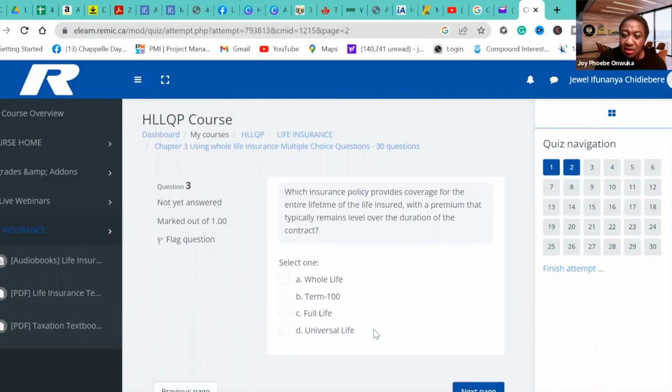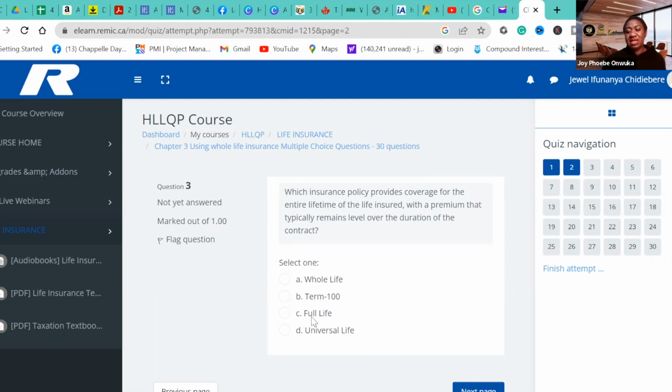Which insurance policy provides coverage for the entire life of the life insured, with a premium that typically remains level over the duration of the contract? Whole life, term 100, full life, universal life. Whole life and term 100 both do that, with a premium that typically remains level over the duration of the contract. The premium is level, it doesn't go up, right?